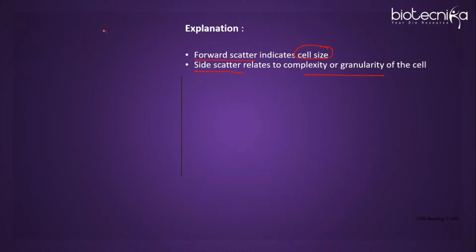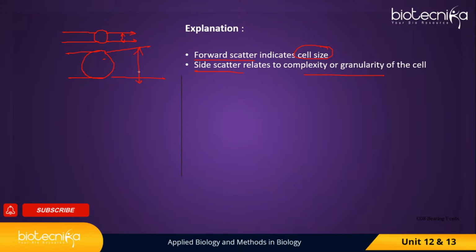So how does it detect cell size? For example, one cell is smaller and another is larger. If the light is passing like this, and the cell is small, only this much forward scattered light is produced. But if the cell size is bigger, the forward scattered light will be this much, a difference, right?